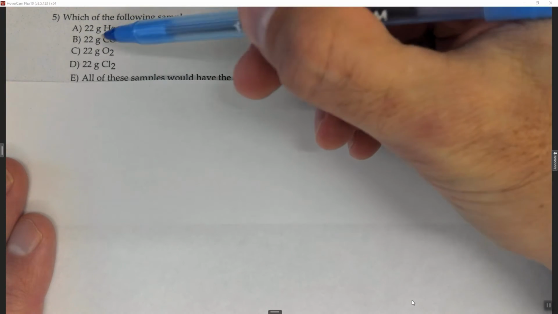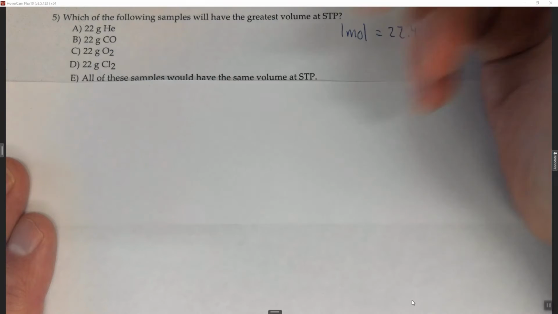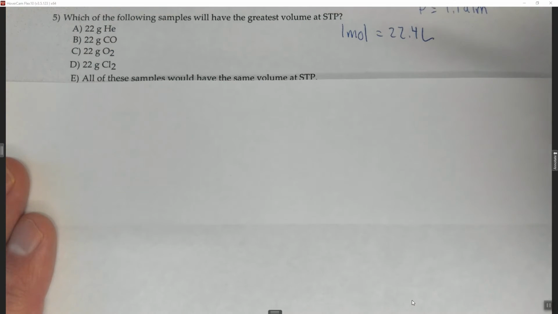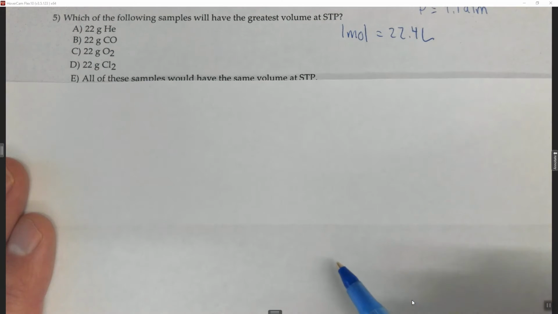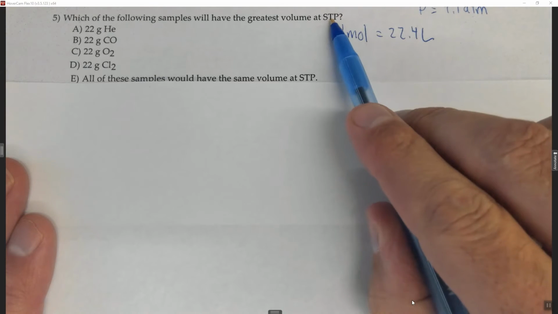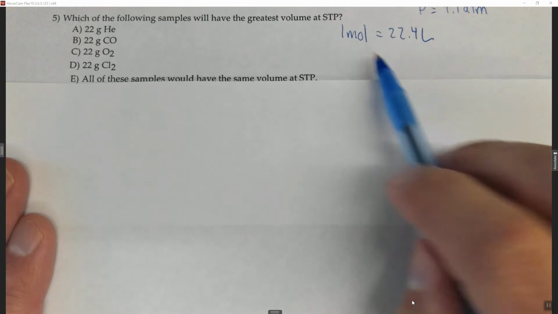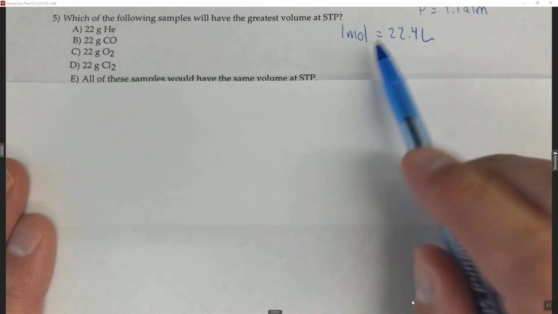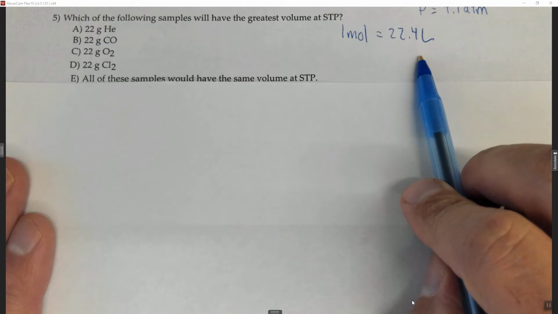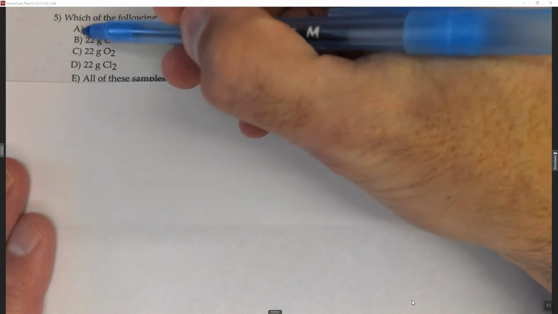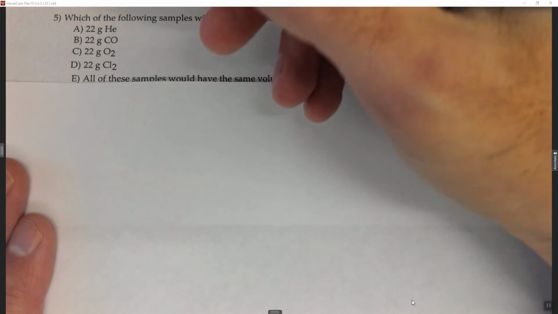Now you'll notice we have 22 grams of helium, 22 grams of carbon monoxide, 22 grams of oxygen, and 22 grams of chlorine. And we're asked which one has the greatest volume. Well, we know that they have a constant temperature and pressure because it's standard temperature and pressure, and we know that 1 mole of any gas is 22.4 liters. Now you'll notice here we have 22 grams of each of these things.